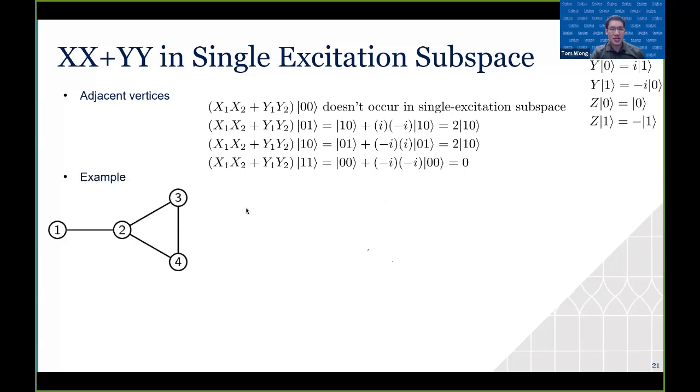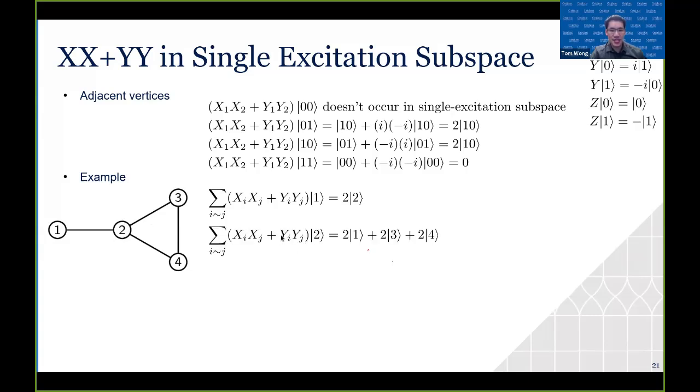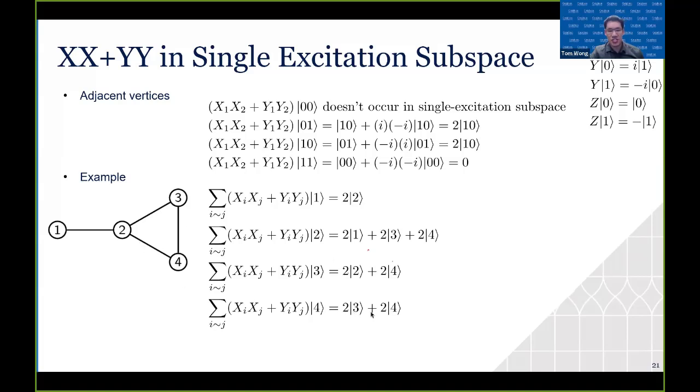And so how does this work out on this graph? Well, this XXYY then, if we have the excitation at 1, what's going to happen is that it's going to jump over to 2 with a factor of 2. If the excitation is at 2, it's going to jump to all of its neighbors. It's going to jump to 1 and jump to 3 and jump to 4 with coefficients 2, 2, and 2. If the excitation is at 3, then this Hamiltonian will cause it to jump to its neighbors, to 2 and 4, with coefficients 2 and 2. And if the excitation is at 4, it's going to jump to 2 and 3 with coefficients 2 and 2.